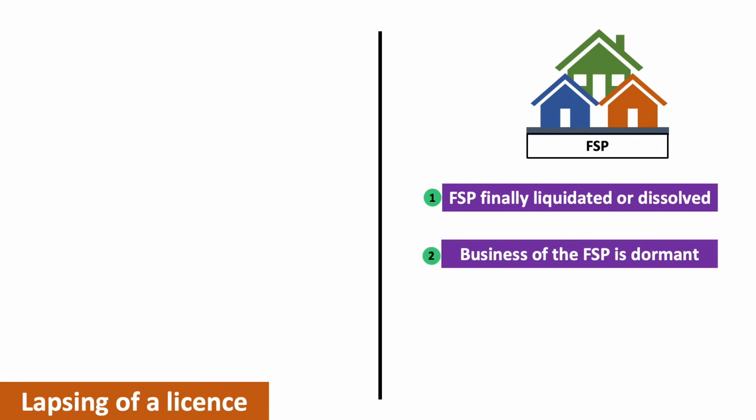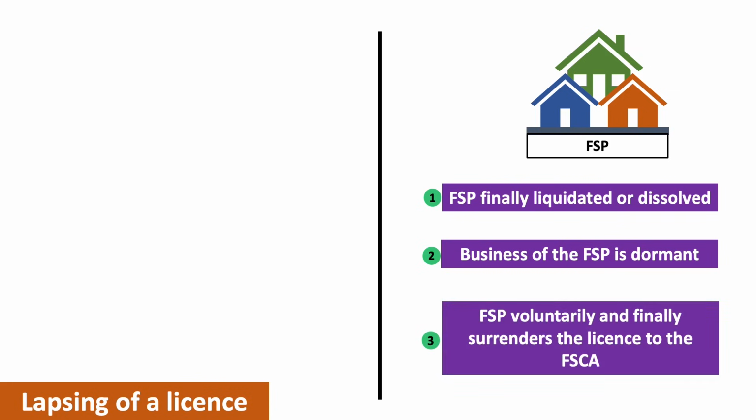2. The business of the FSP becomes dormant. This is where an FSP is no longer operating. And 3. If the FSP voluntarily surrenders its license to the FSCA, this is where an FSP no longer wishes to carry on the business of rendering financial services.